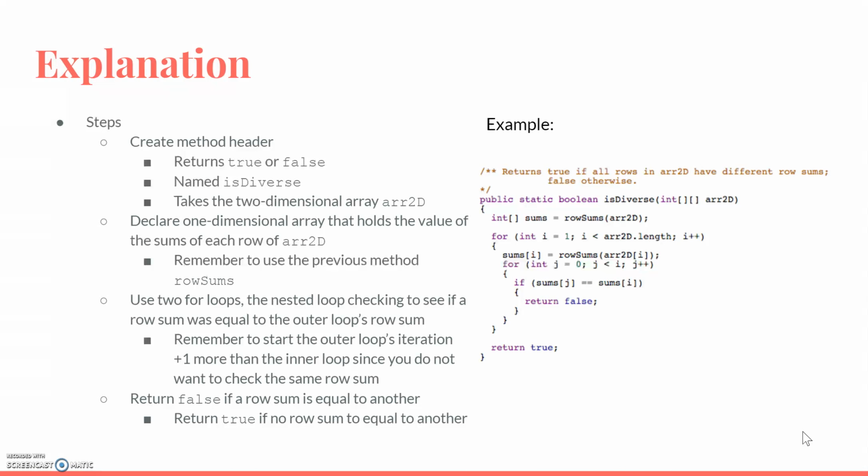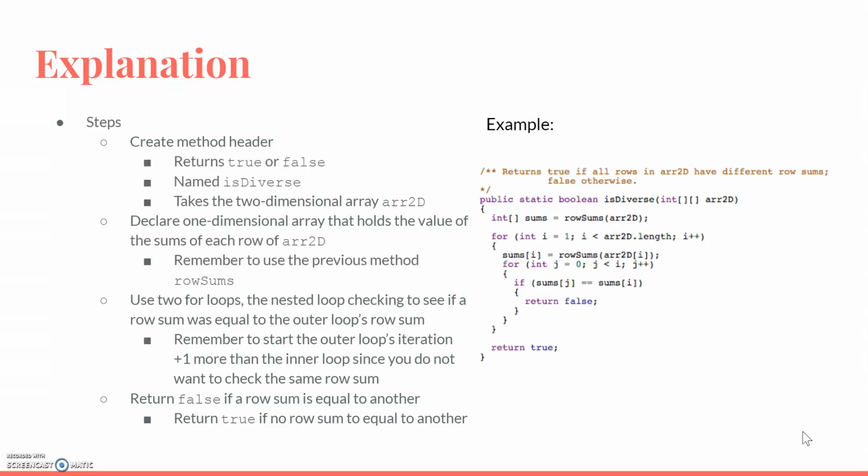First, you need to create a method header that returns true or false, a boolean. You need to name it isDiverse, and it needs to take the two-dimensional array arr2D. You need to declare a one-dimensional array that holds the value of the sum of each row. You need to use a double-nested for loop.